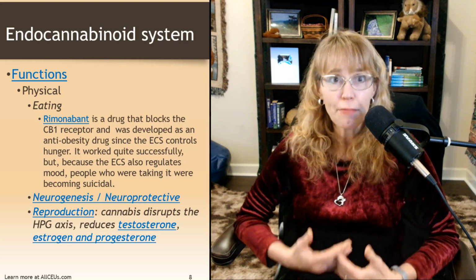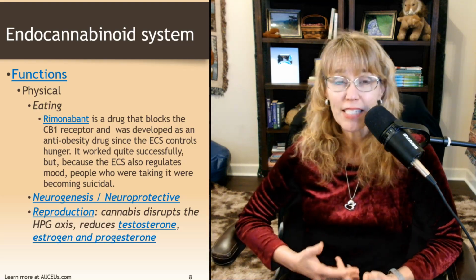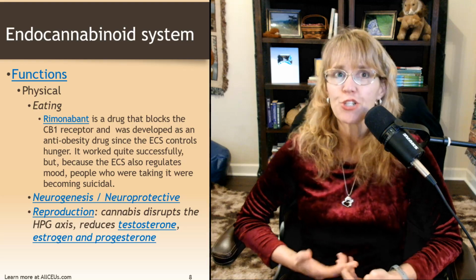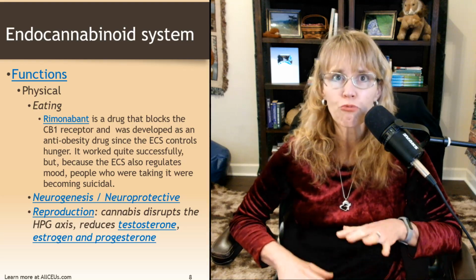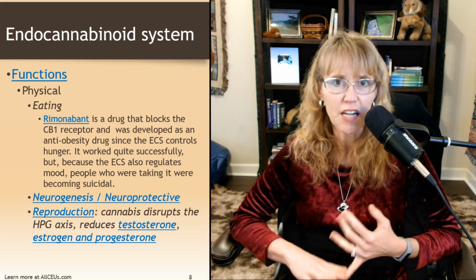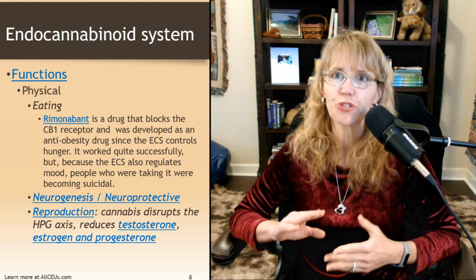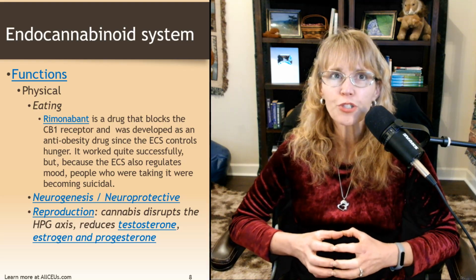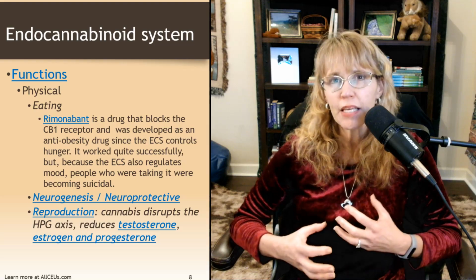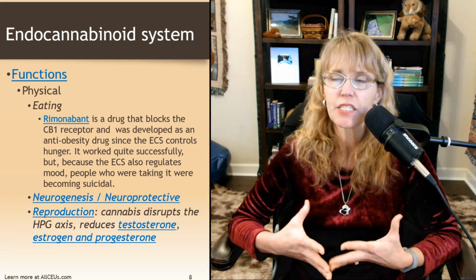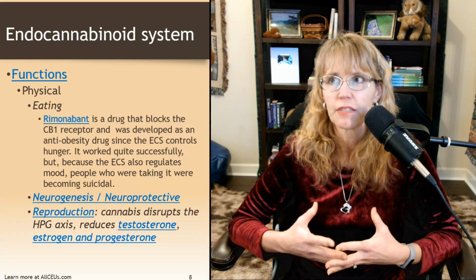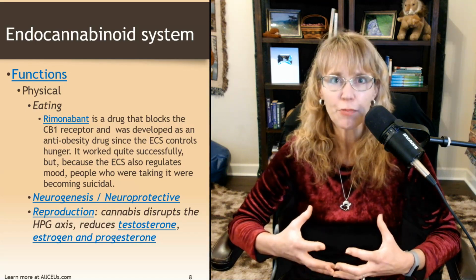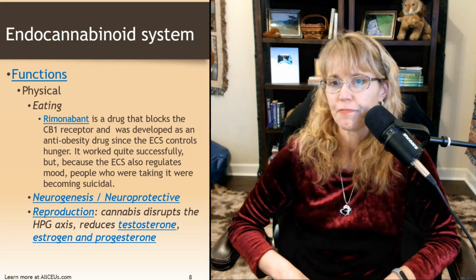The endocannabinoid system, remember I said it regulates hormones. So it's in there trying to help regulate the levels of testosterone and estrogen and progesterone and all those other hormones that we have in order to try to keep the environment as healthy as possible for reproduction.